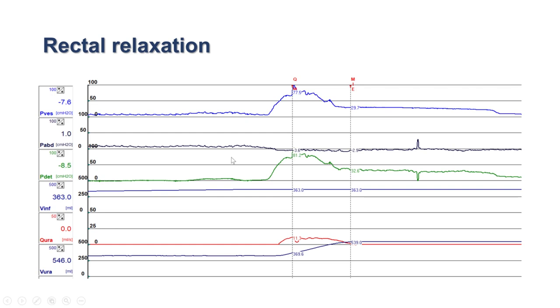Rectal relaxation is a phenomenon that sometimes happens while the study is going on. The rectum becomes relaxed and the baseline tone in the rectum, which is measured by the P abdomen transducer, shows a reduction. And what is the interpretation? That the P det will be higher than it actually is, and we have to make the interpretation based on P vesicle in this case.